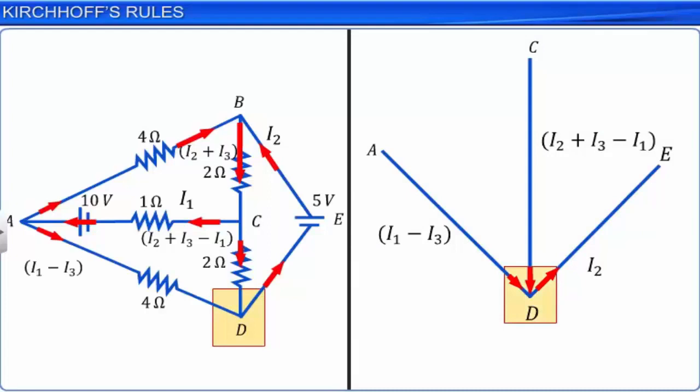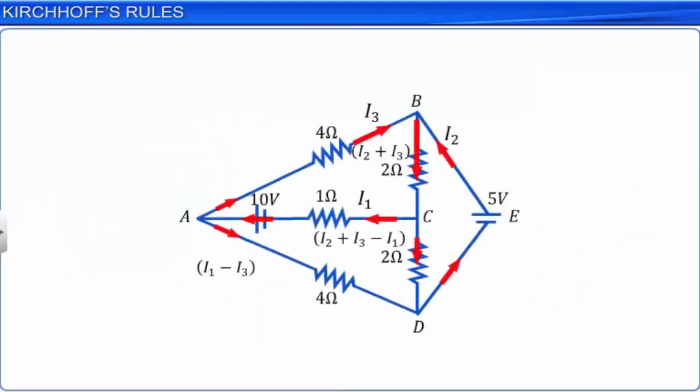There are three unknowns in the circuit. They are I1, I2 and I3. To find the values of these unknowns, we apply Kirchhoff's second rule to any three closed loops in the circuit. Loop ABCA.